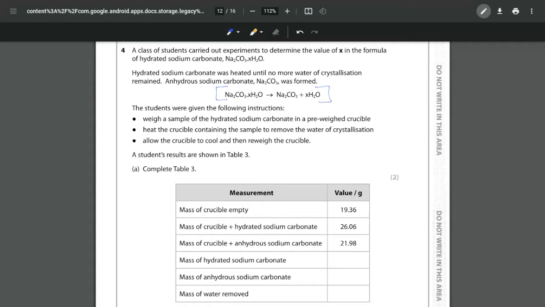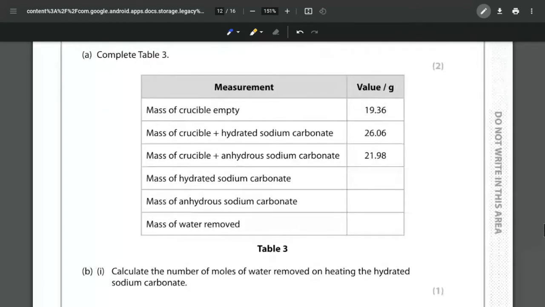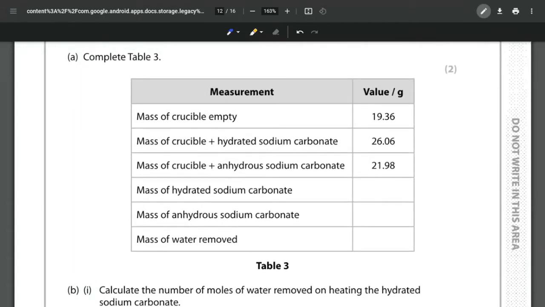And for part A, for 2 marks, we want to complete the table. So we've got the empty mass of the crucible, which I'm going to label as number 1. We've got the mass of the crucible and the hydrated sodium carbonate, which I'm going to label as 2. And then the mass of the crucible plus the anhydrous sodium carbonate as number 3. If we want to work out the mass of the hydrated sodium carbonate, we are going to take number 2 and subtract number 1, because that is the crucible plus the hydrated minus the crucible. And that will give us an answer of 6.70.